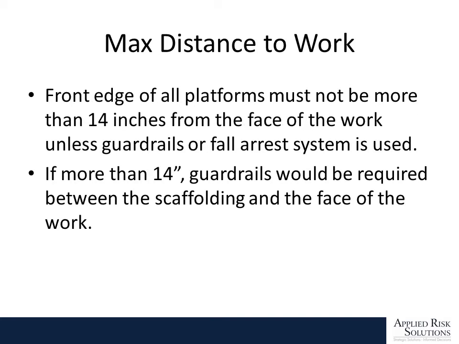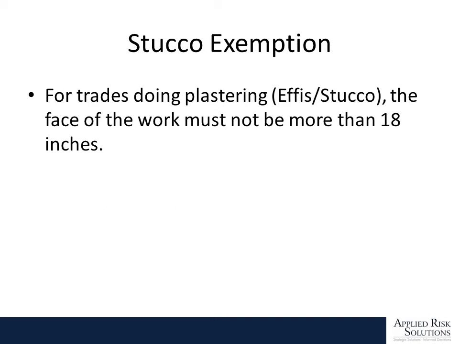When you're setting the scaffolding up against a building, usually you're going to be doing the work on the building itself. You can't be more than 14 inches away from the building. If you are, then you must have guardrails on the side where you're going to be working, or you must use personal fall arrest systems, as in lanyards and personal fall protection. There is an exemption to that, and that is the stucco exemption. If you're actually doing stucco work, you can be 18 inches from your working surface, but no more.